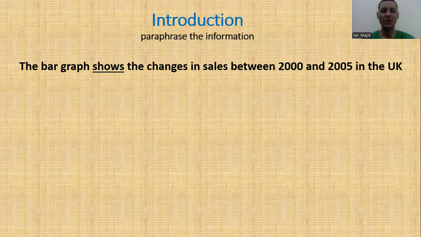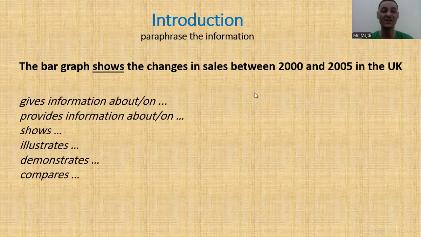Here's an example. The word shows, okay, is there. We need to change it and have something different that has the same meaning. You can say gives information about, on, provides information about or on, shows, illustrates, demonstrates, or compares. Look at the word compare. It's very important. Sometimes, let's say two pie charts appear in a writing task 1. So what does that mean? There's a hidden message here. The message is to compare between the two pie charts or two different years.